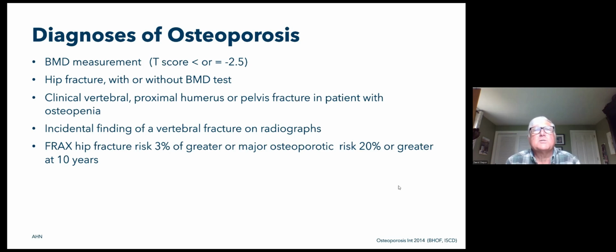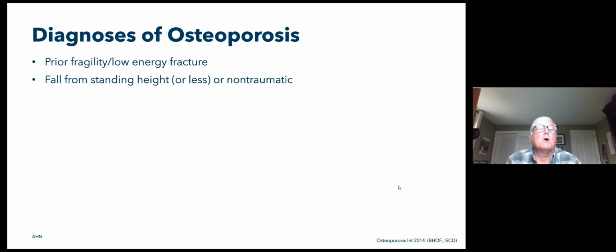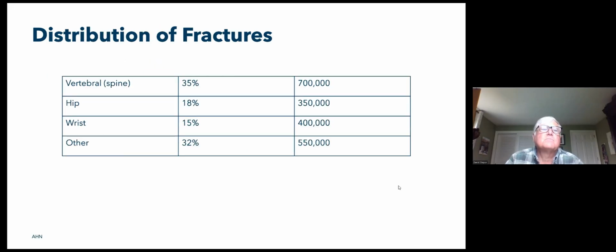FRAX, which I'll go over in a little bit, is a test that everyone can do. It predicts fracture risk in the 10-year period for any individual. It's country specific, and there are guidelines that I'll show you on how to do that. But a 3% or greater risk of a hip fracture or a 20% or greater risk of a non-hip, major osteoporotic fracture at 10 years is a clinical diagnosis of osteoporosis. So, important, a prior fragility fracture or a low energy fracture, which is a fall from a standing height, a fracture that probably shouldn't occur in a normal boned individual, or a non-traumatic fracture is considered a diagnosis of osteoporosis.